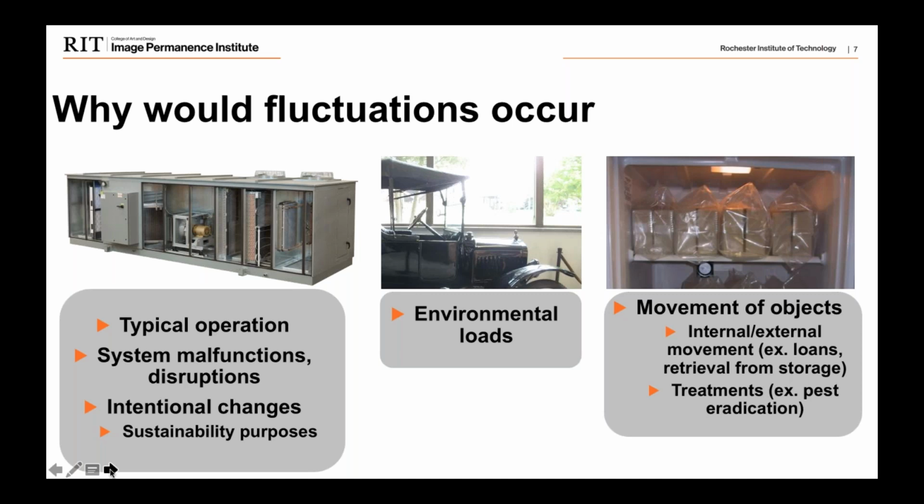And finally, there's the movement of the objects themselves, whether that is loans from one institution to another in a different climate zone, or it's within the institution itself when we retrieve objects from cold storage or just from a cooler storage space and bring them out for researchers or exhibition. And there's also treatments. A classic example of this is pest eradication, where we often use low temperatures to try to eradicate pests and protect our objects when they come into collections.